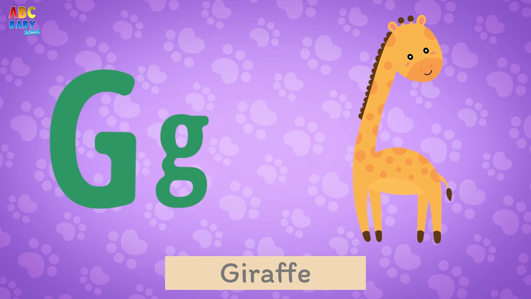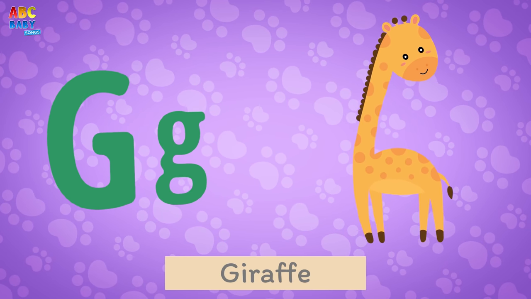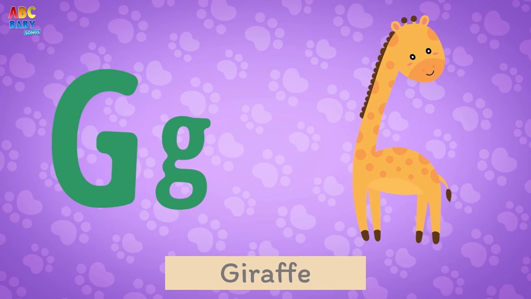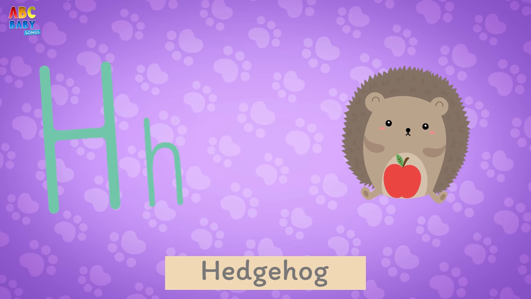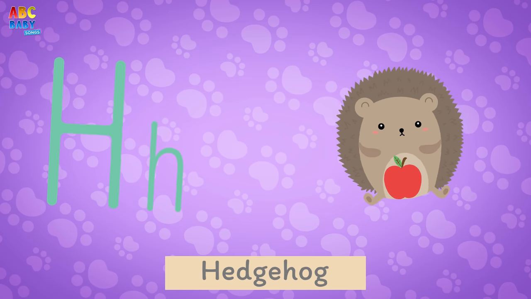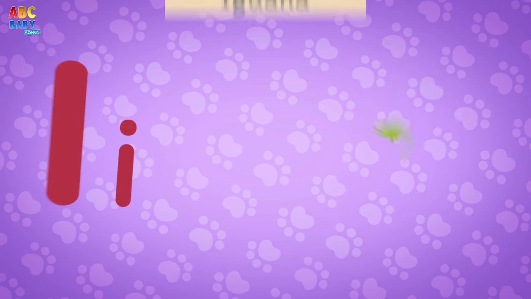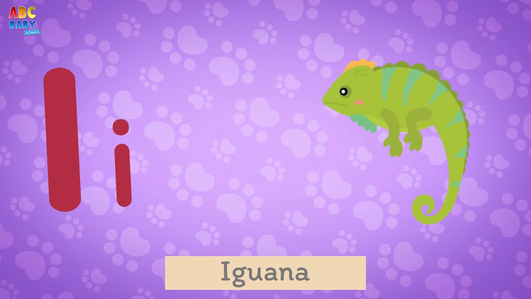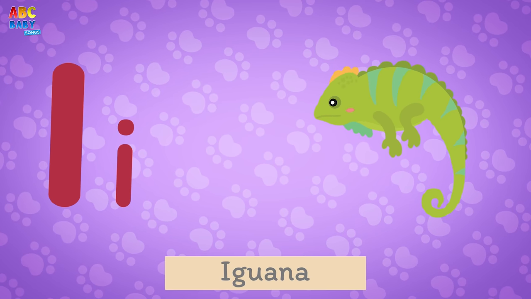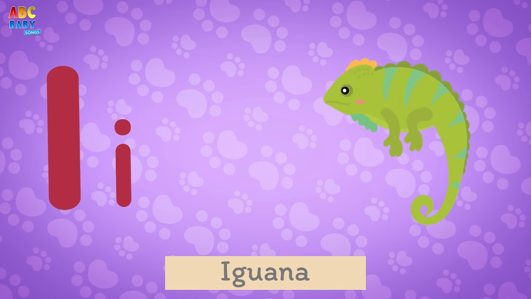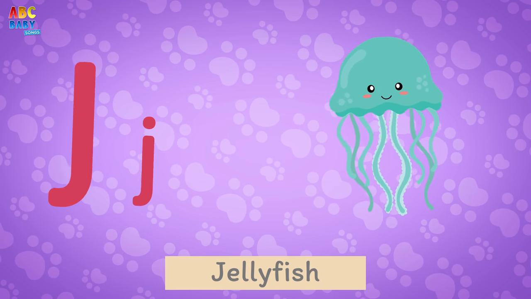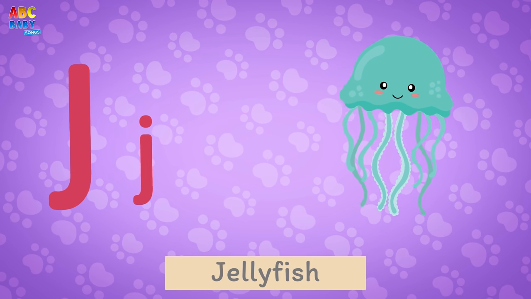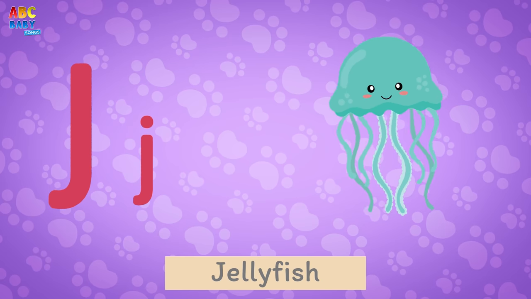G, g, giraffe. H is for hedgehog. H, h, hedgehog. I is for iguana. I, i, iguana. J is for jellyfish. J, j, jellyfish.